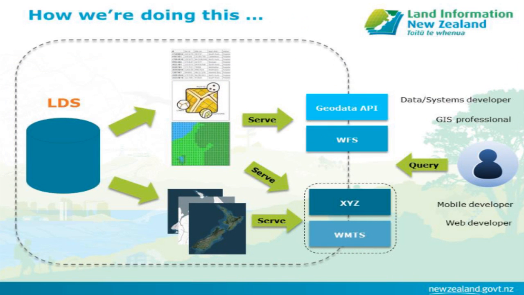So how are we actually going to do this? Well, we've got the current LDS system with all of its data and information in it. The current state right now is that we serve out tables, vector data, and raster data. That's provisioned out through WFS and the Geodata API, as well as WMS, but I'll talk about that in a second. And obviously, you come in and consume that.